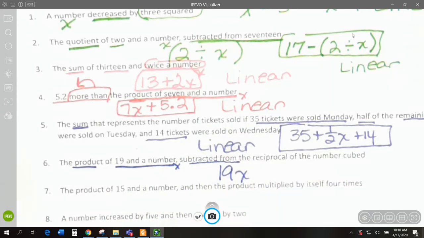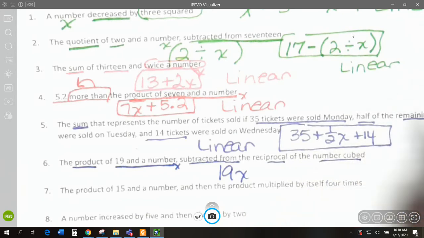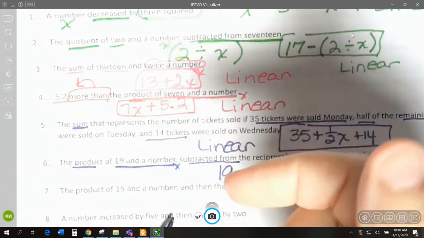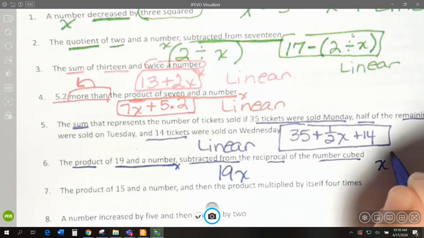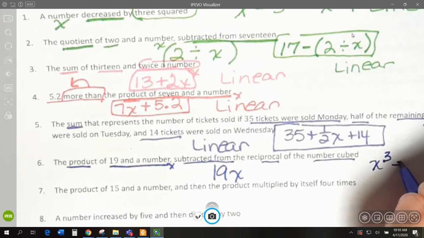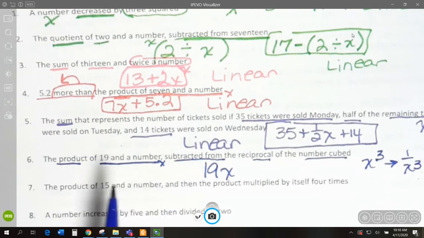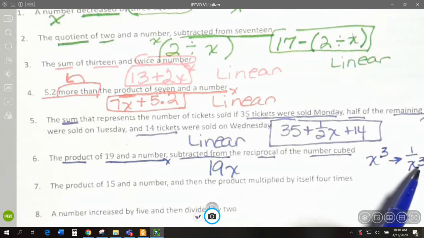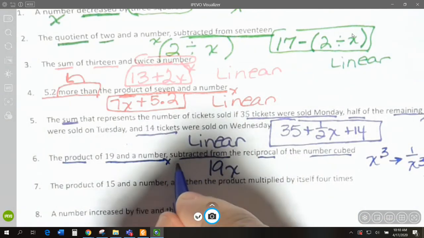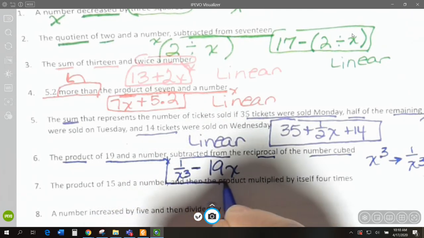So it's what we're taking away from the reciprocal of a number cubed. Remember, reciprocal is when we take a fraction and we flip it, right? So if we have a number cubed, that's the number to the third power. The reciprocal would be it flipped, so it would be 1 over x to the third. We got to remember, we got to take the product of 19 and a number. We got to take 19x away from this reciprocal. So it would be 1 over x to the third minus 19x.